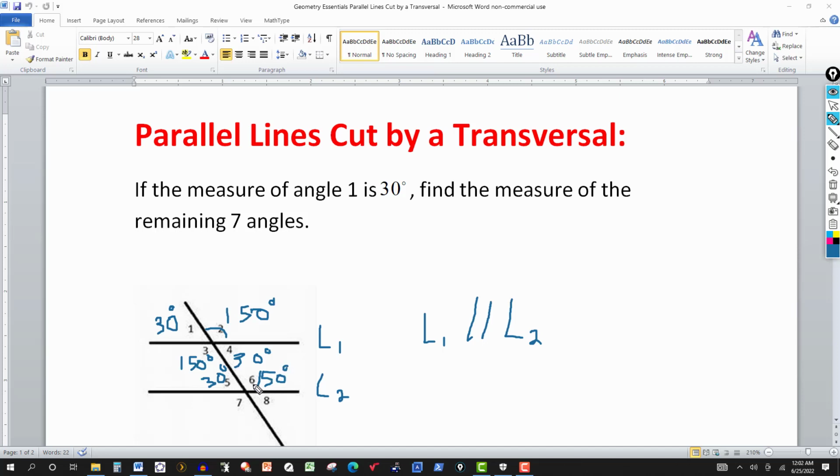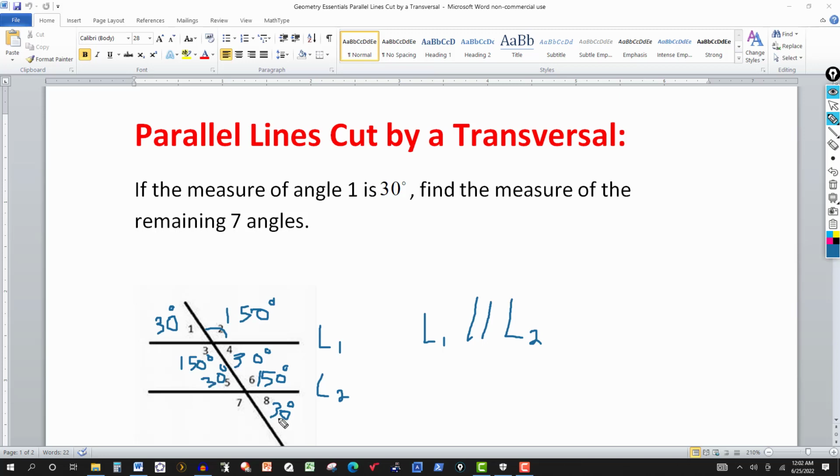And then I can look at this again and say, well, angle 6 and 8, those have to be supplementary, because this would be a straight angle here if I go this way. So this has to be 30 degrees here. Angle 8 then is 30 degrees. Or I could have said angle 5 and 8 are vertical angles, so they have to be equal. So that's 30 and 30.